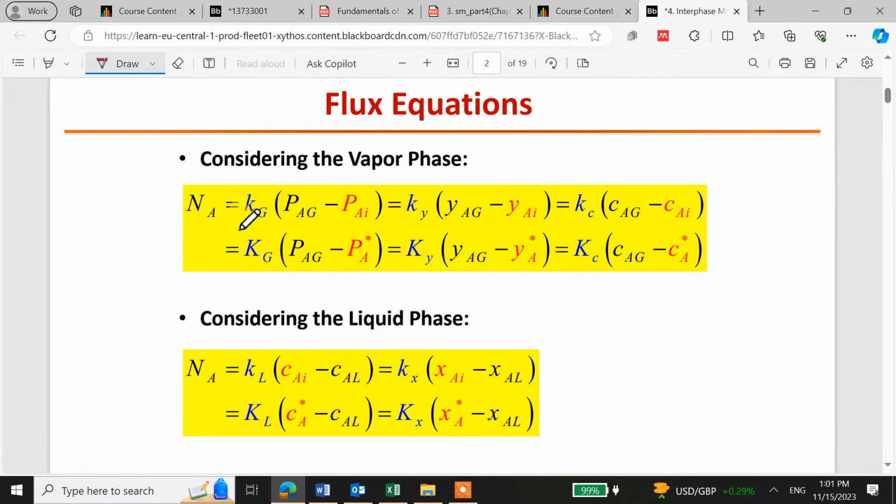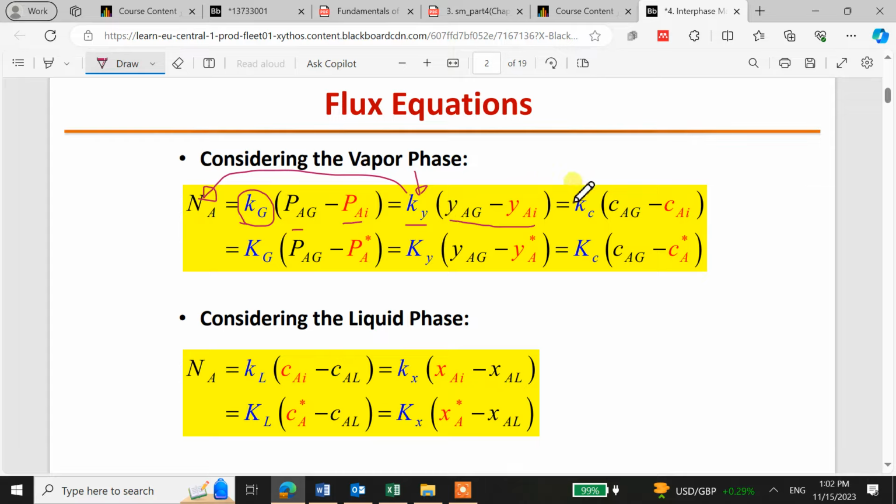For the overall mass transfer coefficient in gas, KG, the driving force is PAG minus PAI, where PAI is the interface pressure. When it is in terms of mole fractions, then we will use Ky times (yAG minus yAI). The unit of Ky will be the same as flux, because mole fraction doesn't have any unit.